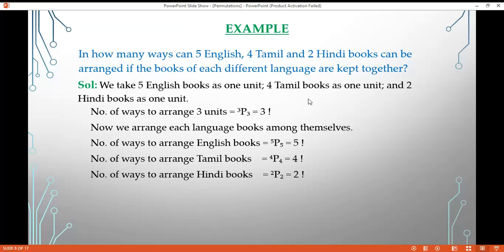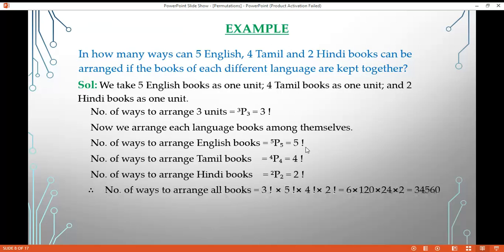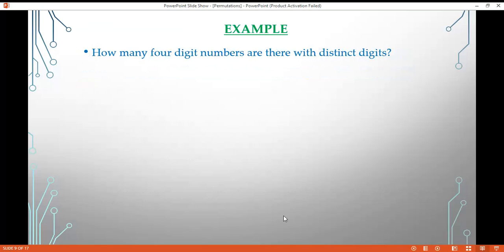So now, for the total arrangements, how many ways can we arrange all these books, with English books together, Tamil books together, and Hindi books together? The total arrangements are 3 factorial multiplied by 5 factorial multiplied by 4 factorial multiplied by 2 factorial. So these are the required arrangements. Clear? Now let's take another example.